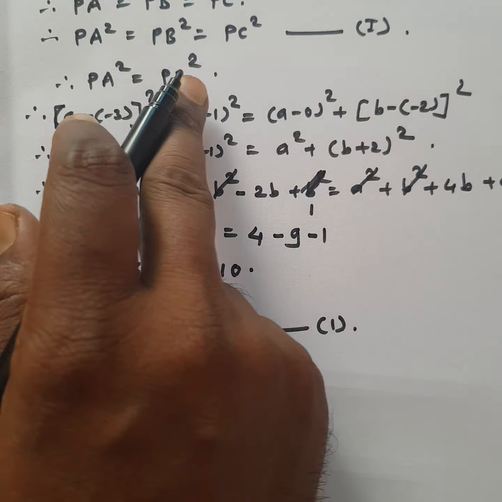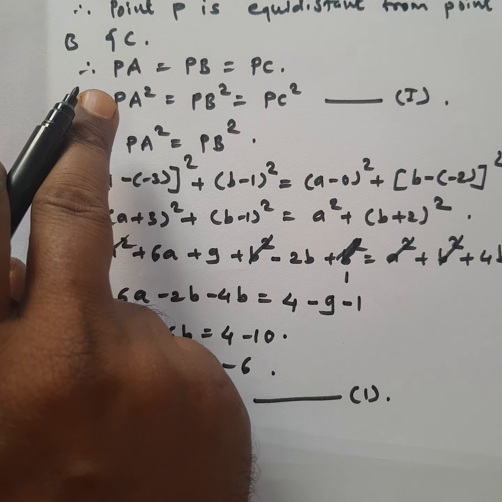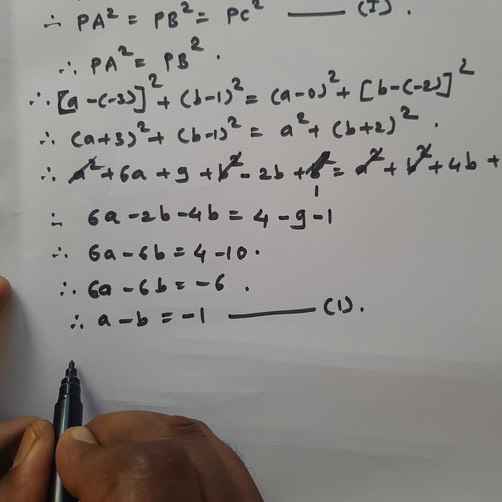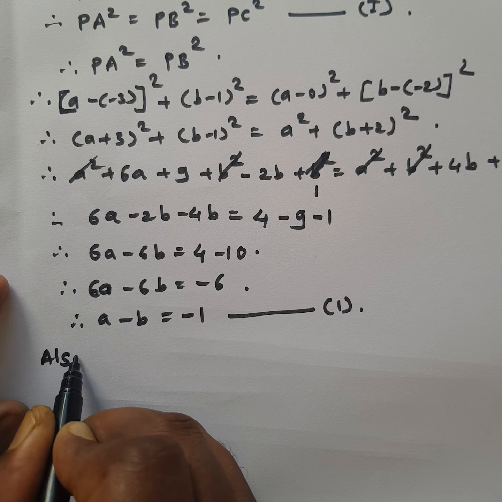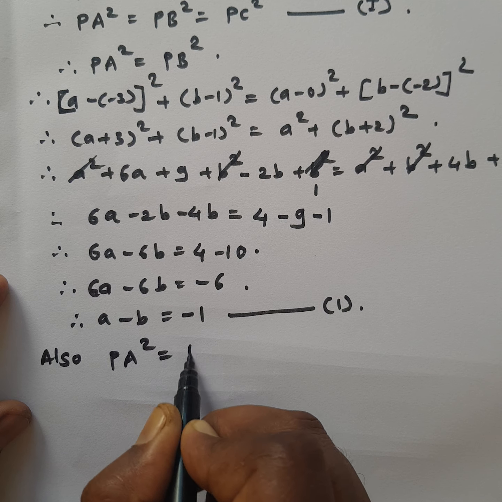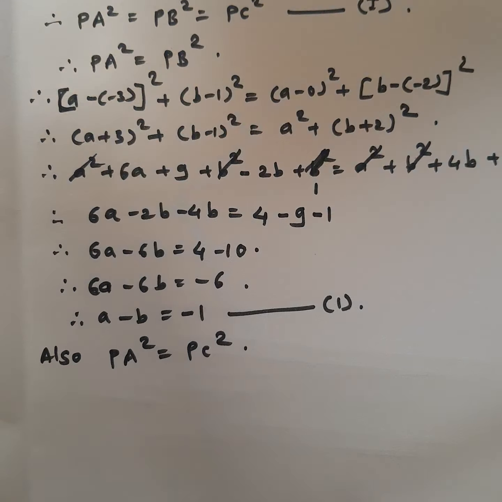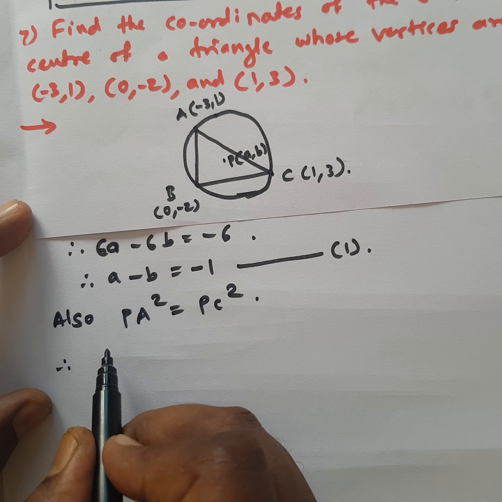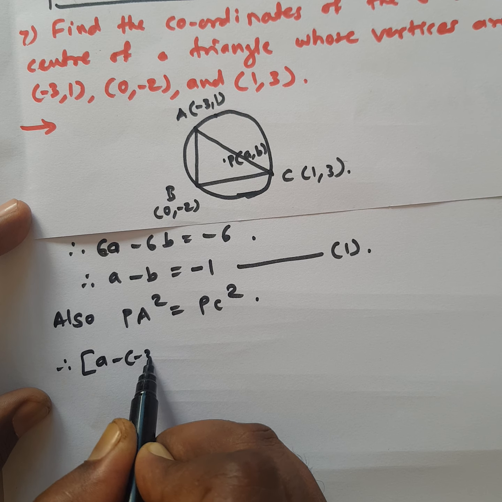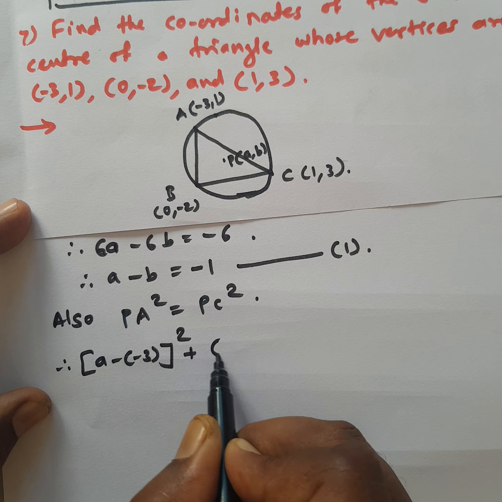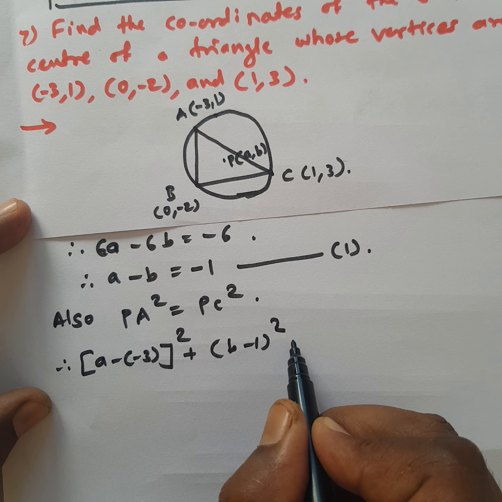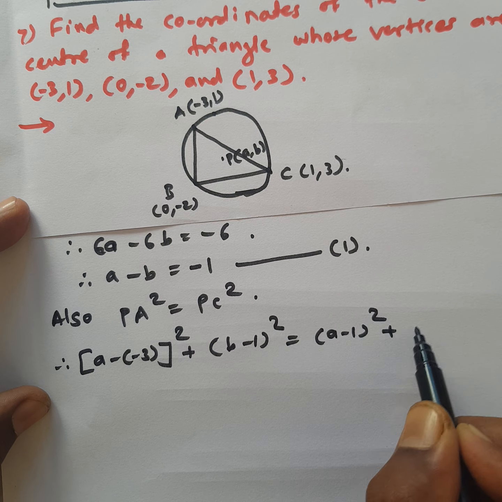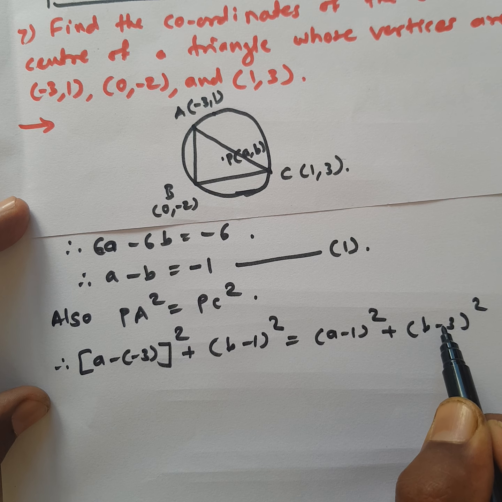Here we have considered PA square is equal to PB square. Now we will consider PA square is equal to PC square, or PB square is equal to PC square. Also, PA square is equal to PC square. Now, to find the distance, again PA square, (a minus minus 3) squared plus (b minus 1) squared is equal to PC square, (a minus 1) squared plus (b minus 3) squared.